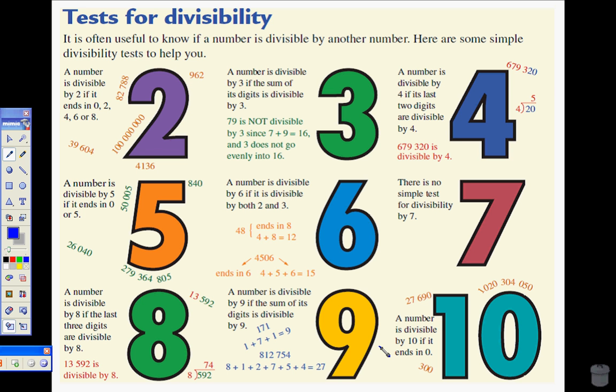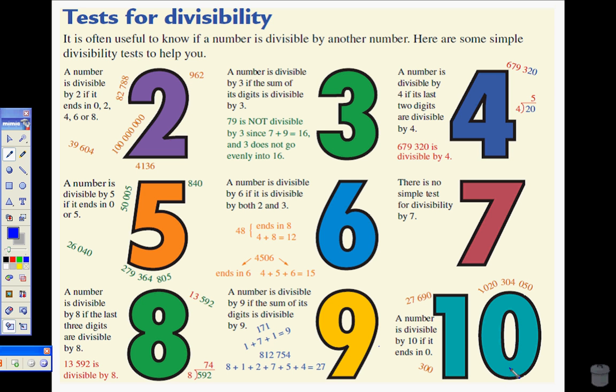2 is probably very easy. If a number is divisible by 2, it's even. So all even numbers are divisible by 2. Even numbers end in 0, 2, 4, 6, or 8. If you get a number that ends in any of those digits, then it must be divisible by 2. It's an even number.